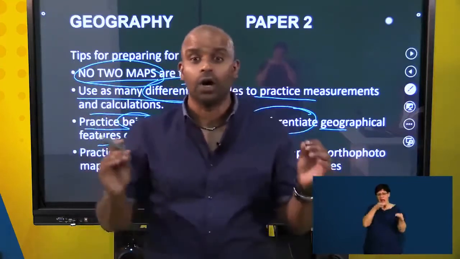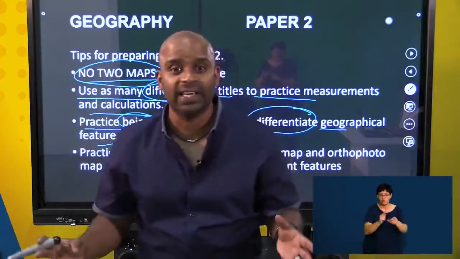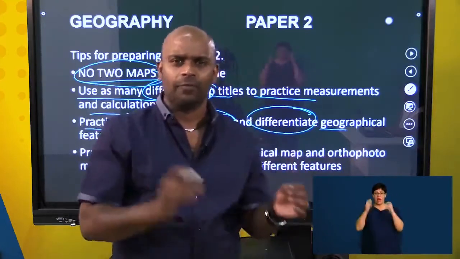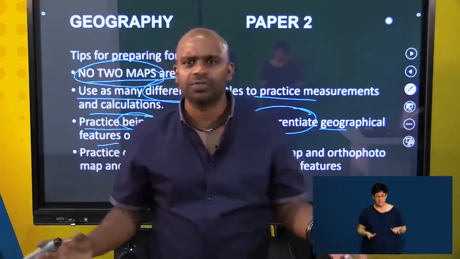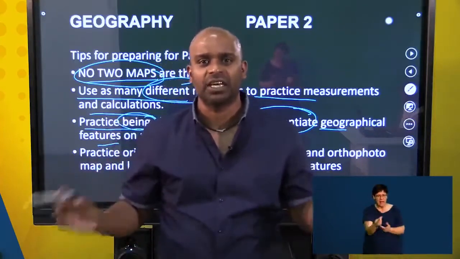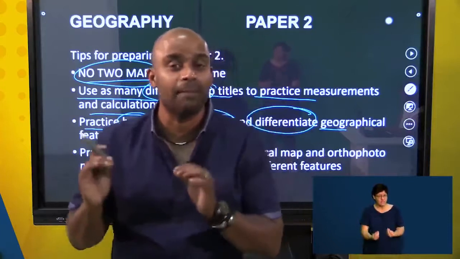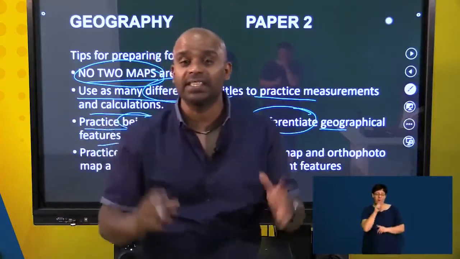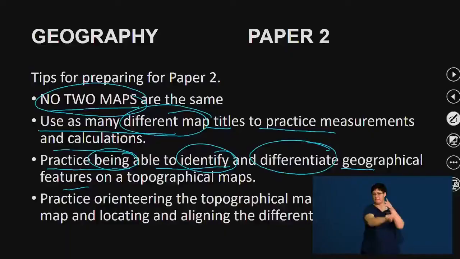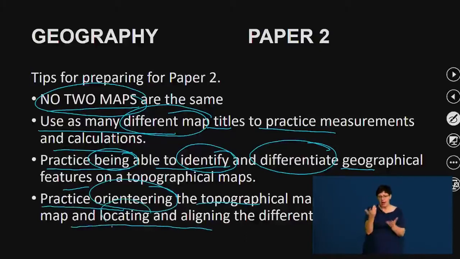For example, roads, railway lines, power lines. For example, rows of trees, mining areas in terms of excavations. So the reference on a map helps you better locate the different features. And remember also that orienteering the topographical map and photograph is important in locating and aligning the different features.